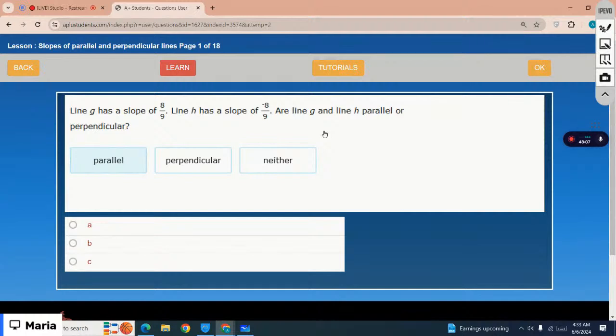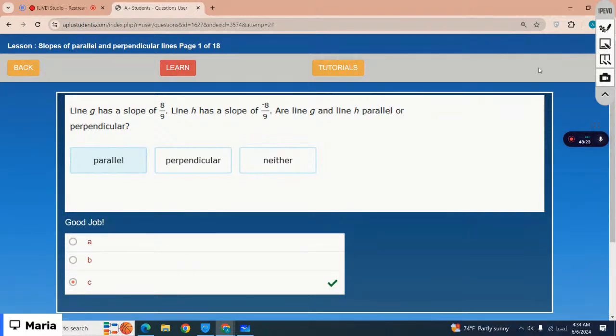Perpendicular lines have slopes that are opposite reciprocals. But no, they are not opposite reciprocals, right? So the correct option is neither. They are neither parallel nor perpendicular. So the correct option is option C, neither. It is neither parallel nor perpendicular.